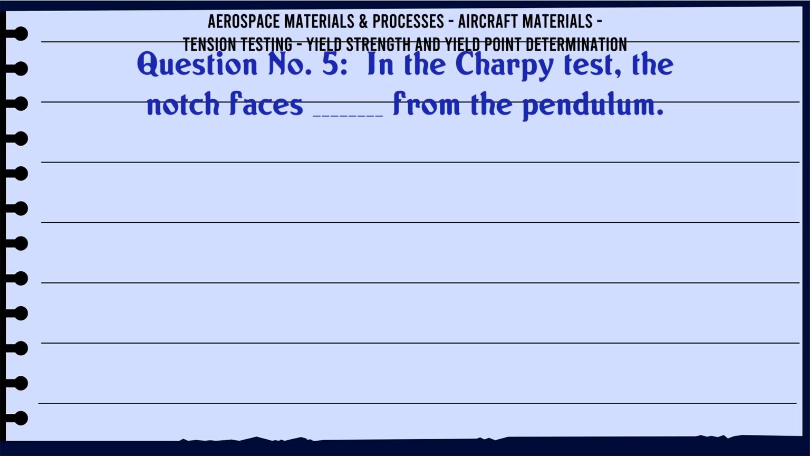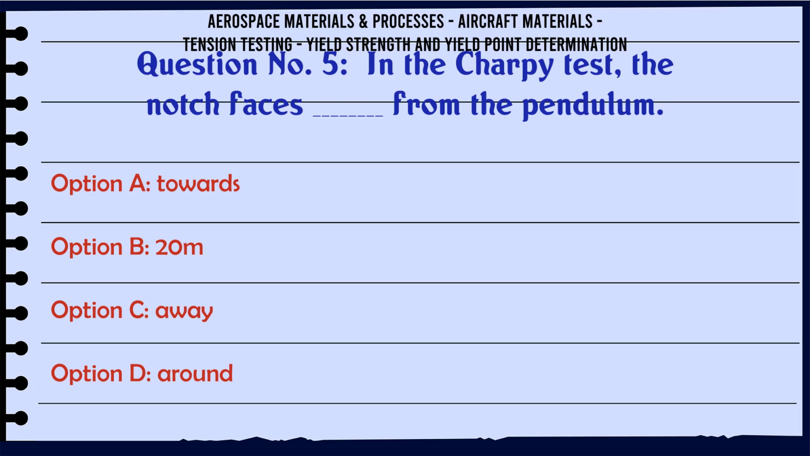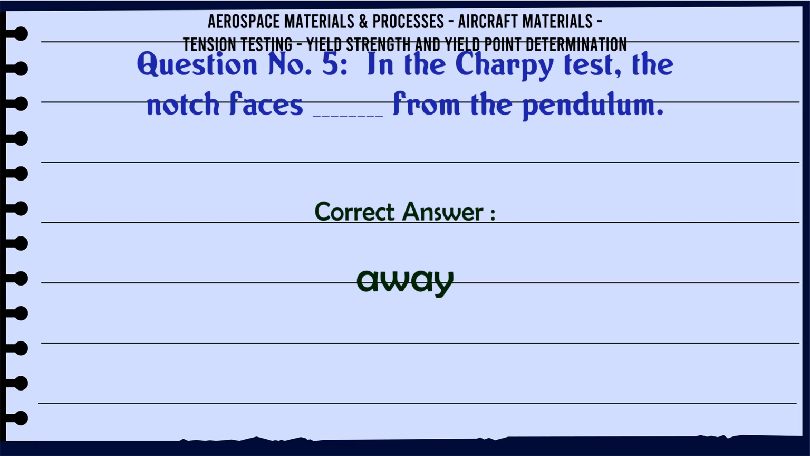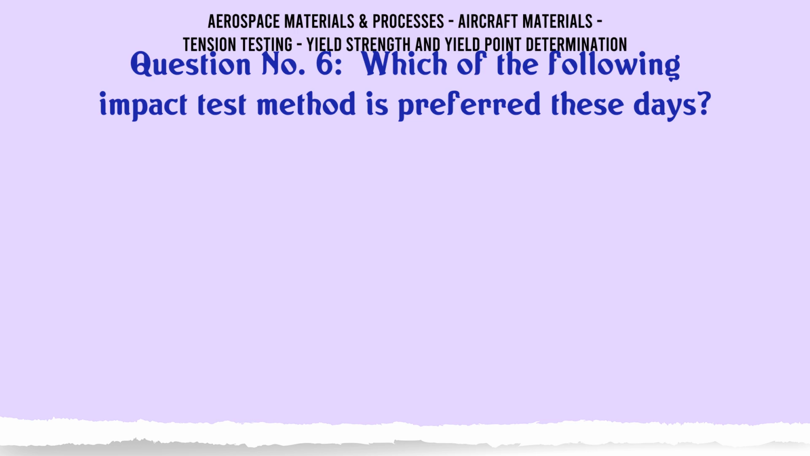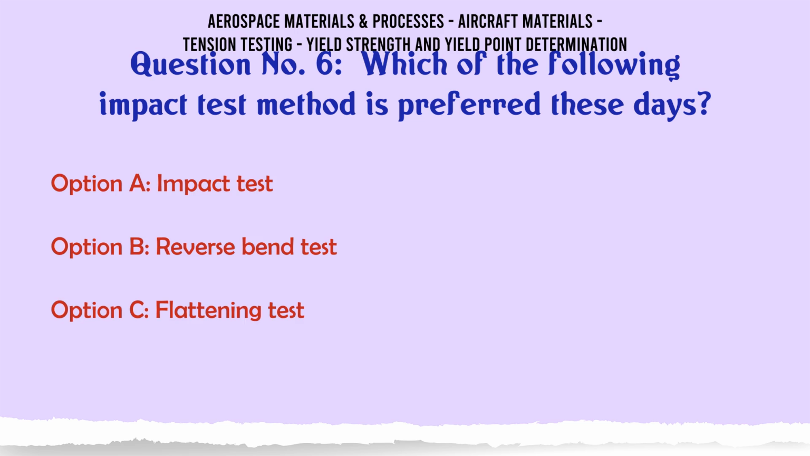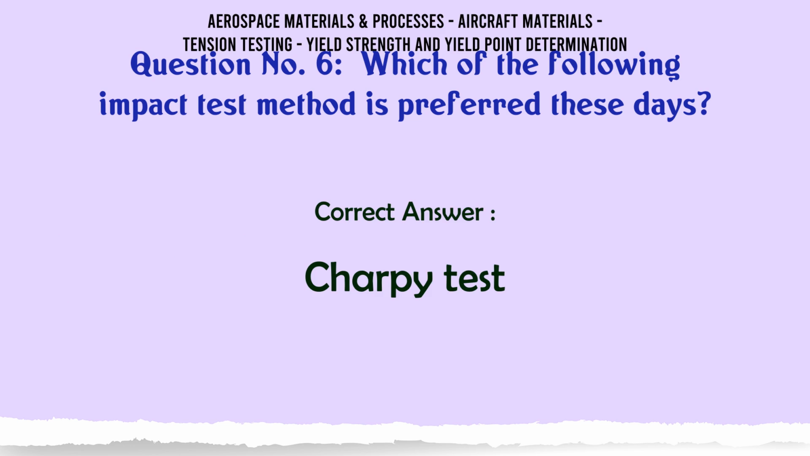In the Charpy test, the notch faces from the pendulum. A towards, B to 0, C away, D around. The correct answer is away. Which of the following impact test methods is preferred these days? A impact test, B reverse bend test, C flattening test, D Charpy test. The correct answer is Charpy test.